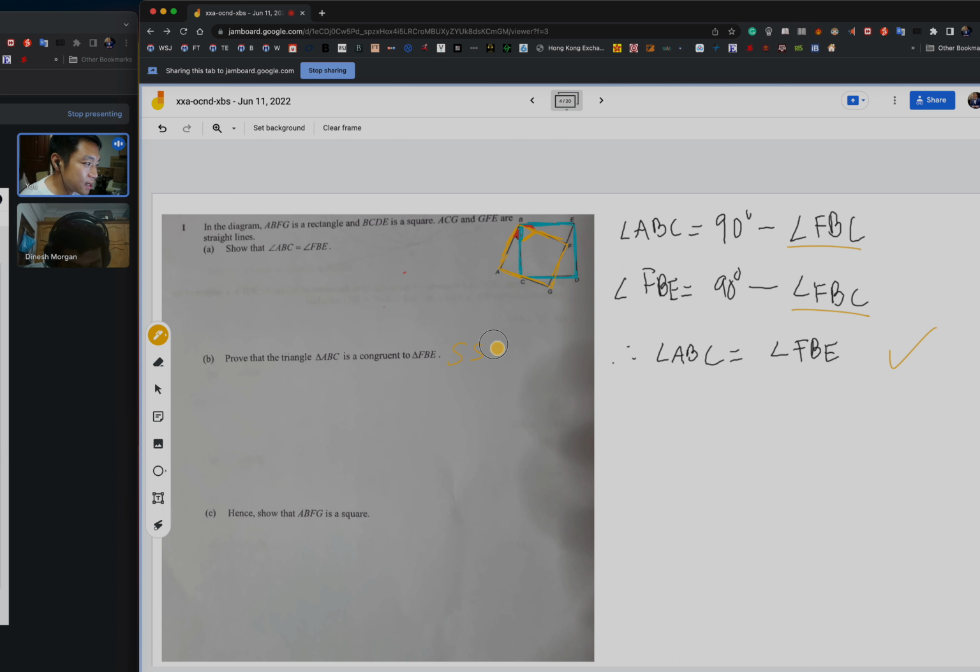So, for congruency, you have SSS, side, side, side. Okay, let me choose another color. Side, side, side. AAS, angle, angle, side, SAS. That's about it, right? Of course, you have the right angle, RHS, but that one is actually a derivation of one of these two. Yeah, so which one do you want to pick to prove? Okay, please do that, yep. So if you want to pick this, please go ahead.